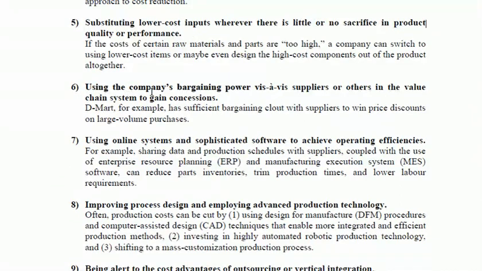Then the sixth is about using the company's bargaining power with suppliers or others in the value chain system to gain concessions. If your company is a bulk buyer, just like DMart, you can ask the supplier to give more concession, more discount, as we are buying a higher quantity of everything. So you can ask your suppliers for higher discount rates.